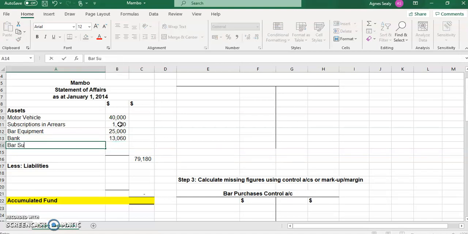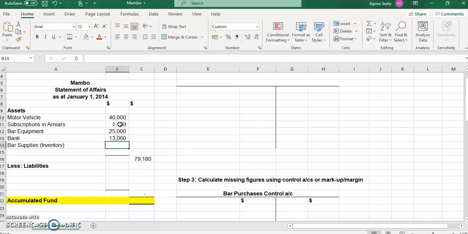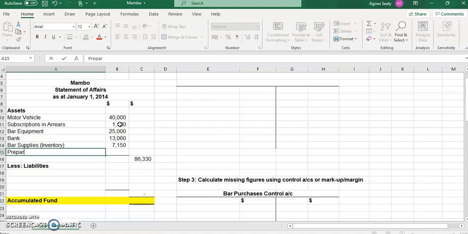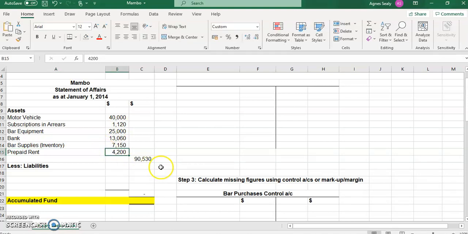Bar supplies. This is your inventory. $7,150. And we have our prepaid rent. Remember, a prepaid expense is an asset, $4,200. Okay, so this gives us total assets of $90,530. Again, subscriptions is a revenue account. So as long as revenue is owing to the business, it is an asset. So it acts like that.